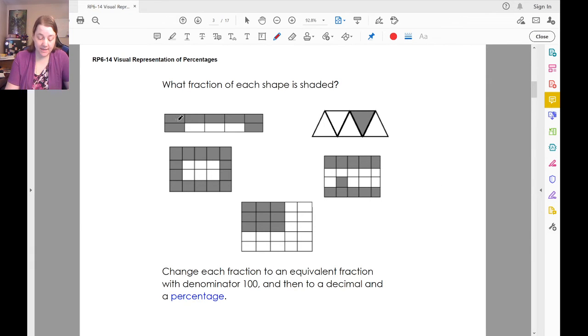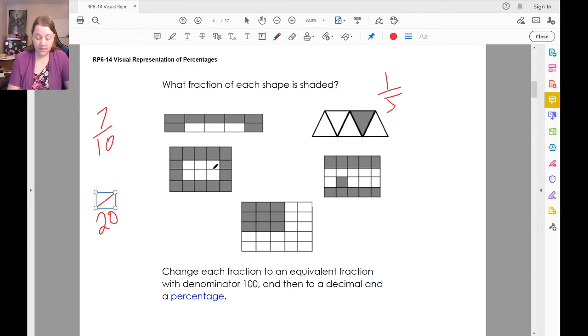So this has 10 parts total, and I see 1, 2, 3, 4, 5, 6, 7 parts shaded. So this is 7 tenths shaded. This is 1 part shaded out of 1, 2, 3, 4, 5. This is 1, 2, 3, 4, 5. 1, 2. There are 20 parts here, and we're going to pretend like they're exactly equal.